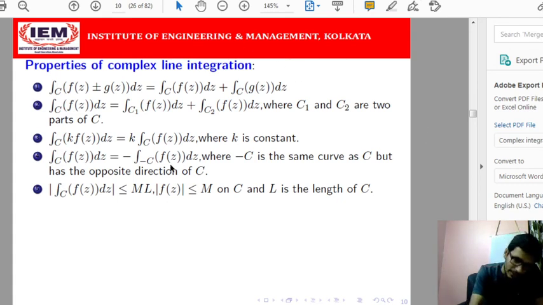So if the function f(z) is bounded, that means mod of f(z) is less than or equal to M, then the mod of the value of the line integration is less than or equal to M times L, where M is the bound of the function and L is the length of the curve. In that way I can identify the maximum value of the line integration while we are considering a particular curve C and trying to find the line integration with respect to that curve C.